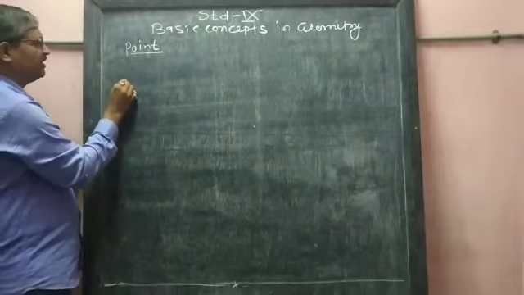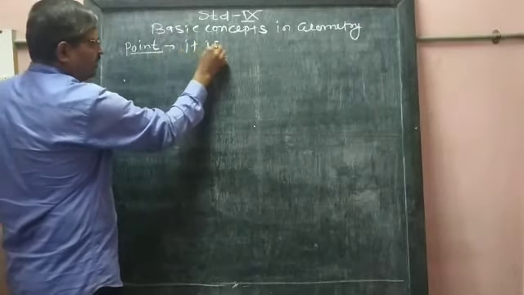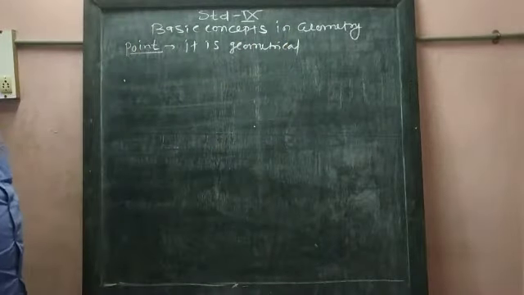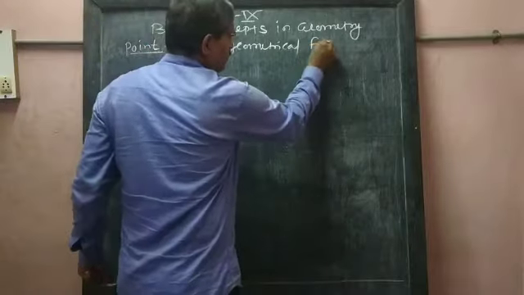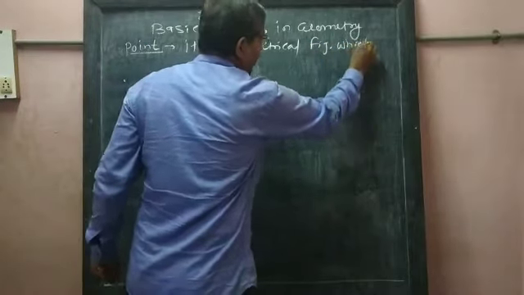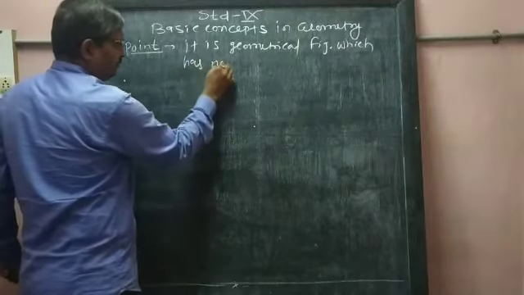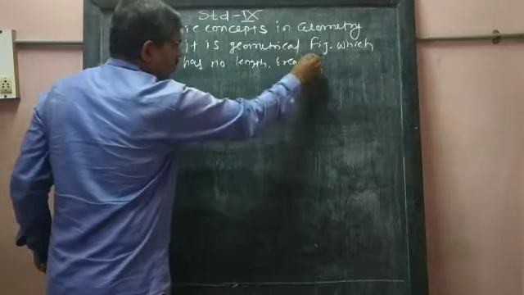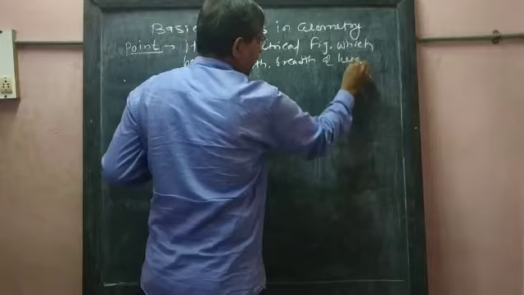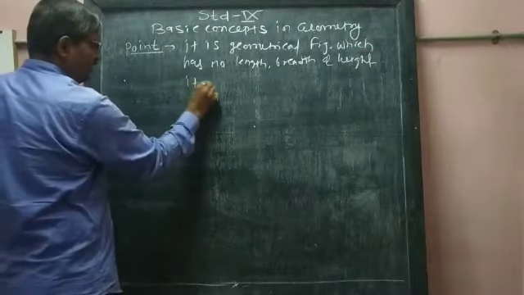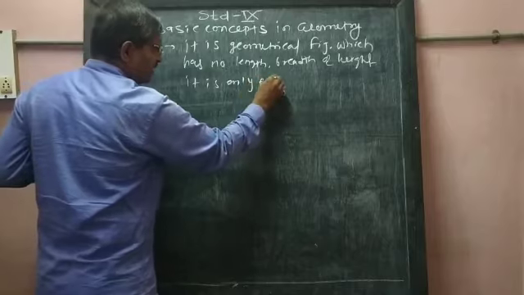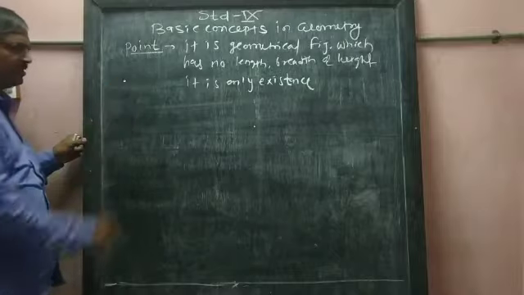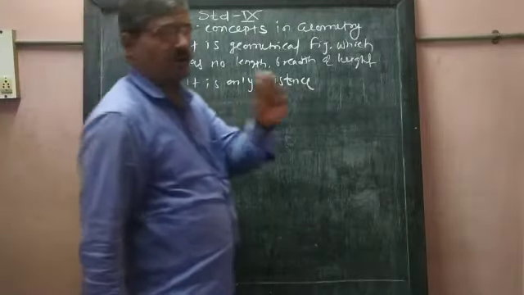Point means only existence. Point means what? It is a geometrical figure. Point means it is a geometrical figure which has no length, breadth or height. It is only existence. What I wrote, do you understand? Point is only existence which has no length, breadth or height.